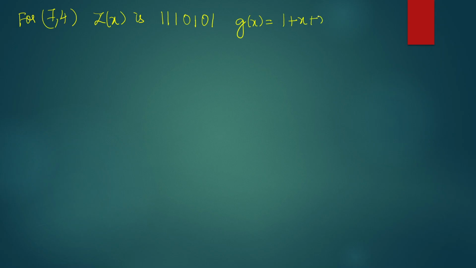So let me consider a problem over here. For the 7, k cyclic code, the received vector z of x is 1110101, and the g of x is given as 1 plus x cube. In this case, I have to write the syndrome calculation circuit as well as do the single error correction for the error that has occurred during the transmission.